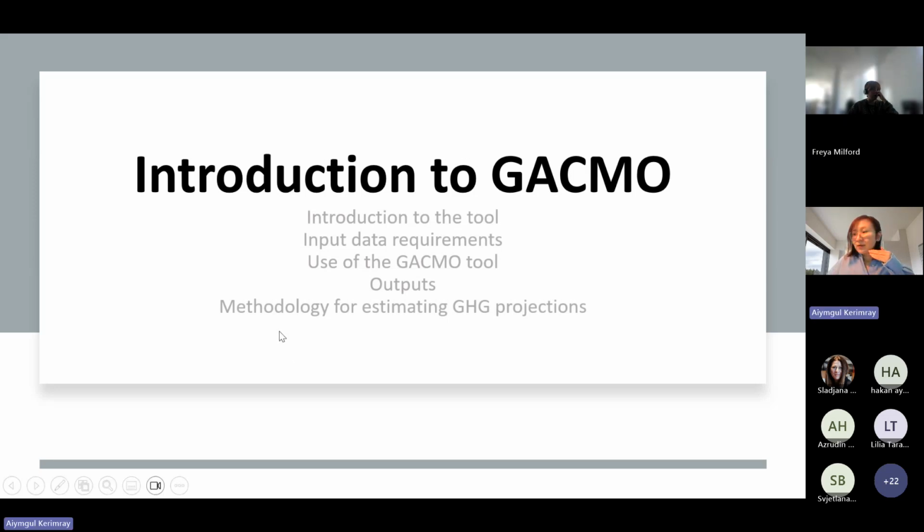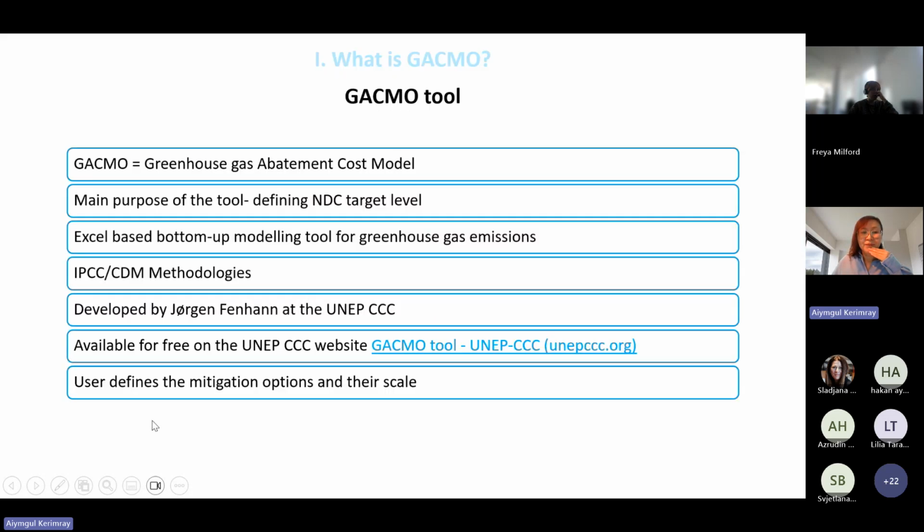So going towards the GASMO tool, the full name is the Greenhouse Gas Abatement Cost Model, because it provides not only emission reduction, but also abatement cost. So the cost is one of the input data that should be provided by the user for GASMO. It is an Excel-based tool. It is available for free on the website of the UNEP Copenhagen Climate Centre. It is based on IPCC and CDM methodologies.